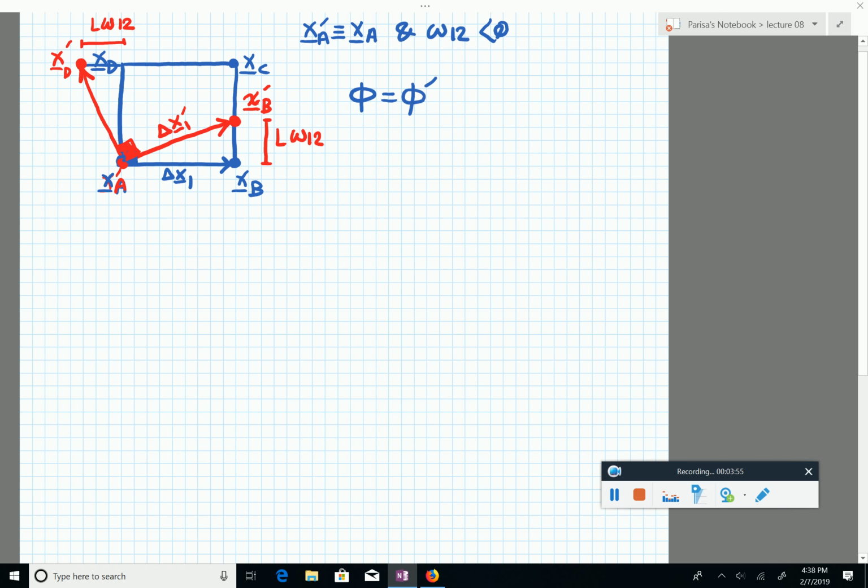Where's my AI? I put a no, it wouldn't look good, so let's just put it.